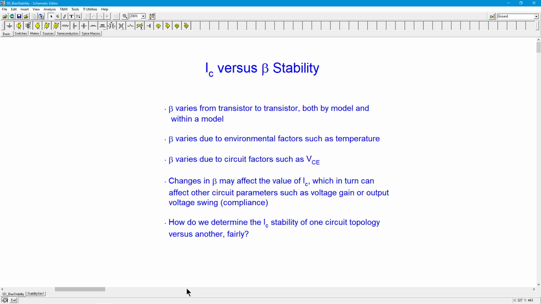What are we talking about in terms of stability? Well, I'm going to focus specifically on the variation of collector current with changes in beta. How does beta change? Why does beta change?